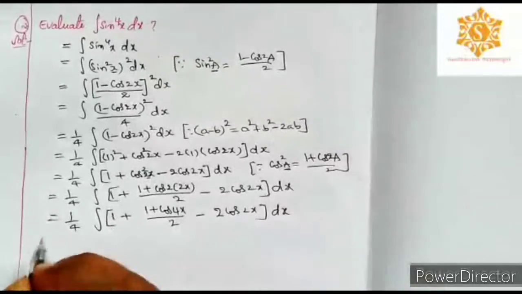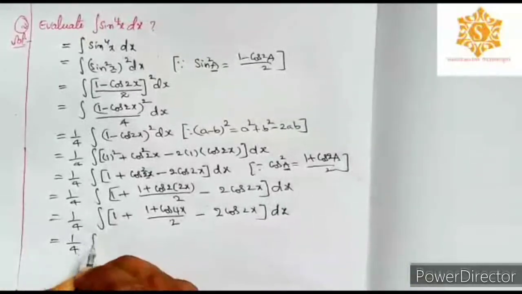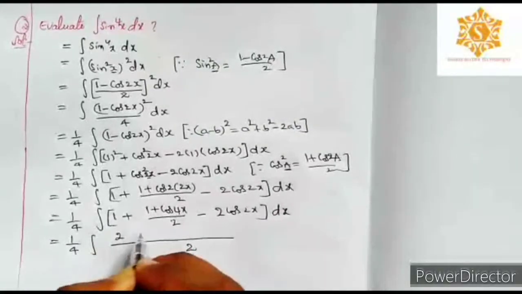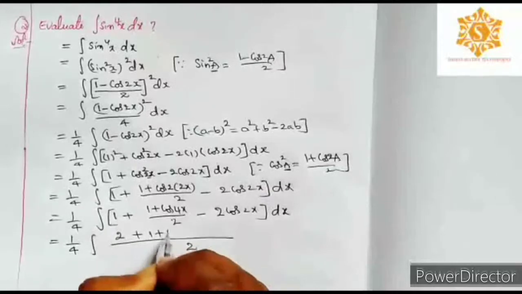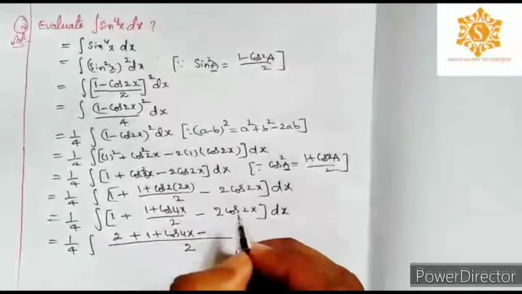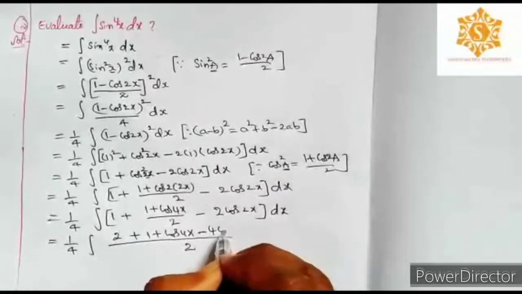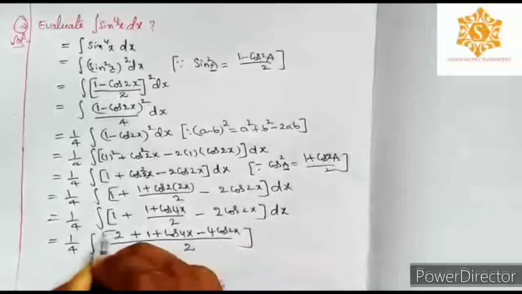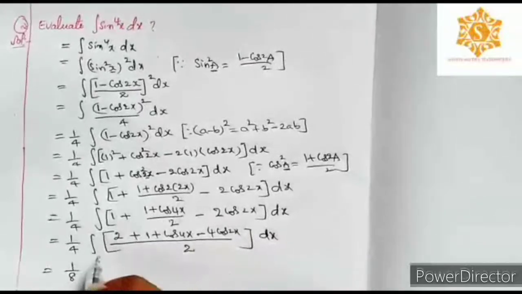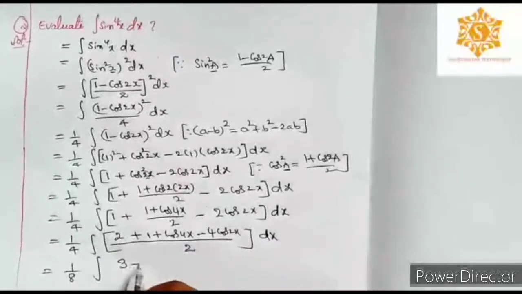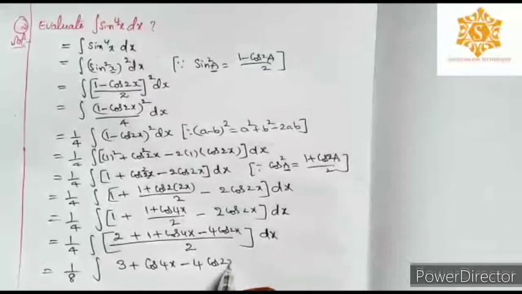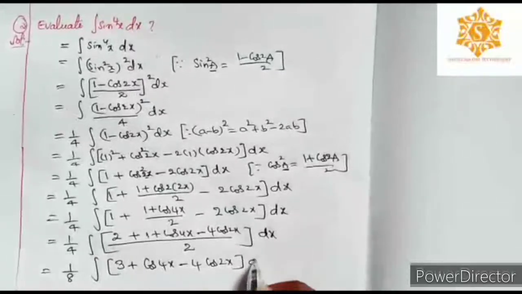into dx. So 1 by 4 into integration of, take LCM, LCM is 2, 2 into 1, 2 plus 1 plus cos 4x, because same the denominator, minus 2 into 2 cos 2x, that is 4 cos 2x whole dx. Then 1 by 4 into 1 by 2 is 1 by 8 into integration of 2 plus 1, that is 3 plus cos 4x minus 4 cos 2x into dx.